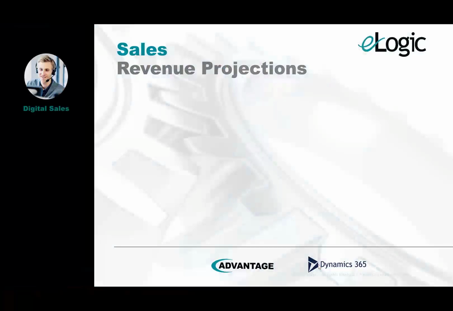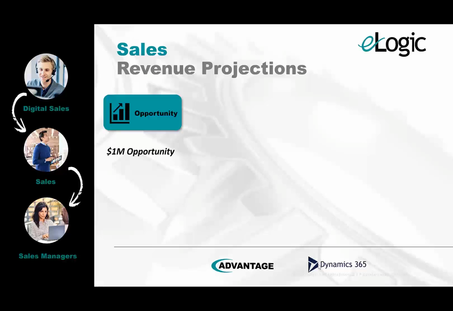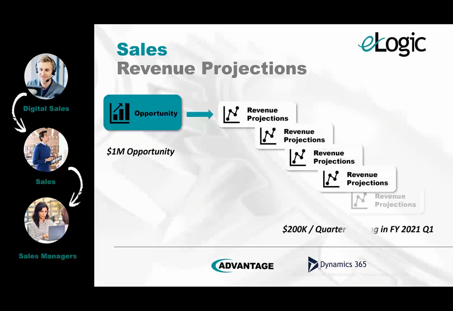In this video, I'm going to cover what we refer to as revenue projections. So let's take, for example, that you have a $1 million opportunity that's about to close, but the finance team wants to understand when that revenue is actually going to land in the organization. In this particular example, you might have it landing at $200,000 a quarter over 5 quarters.